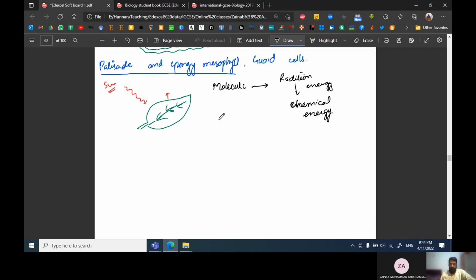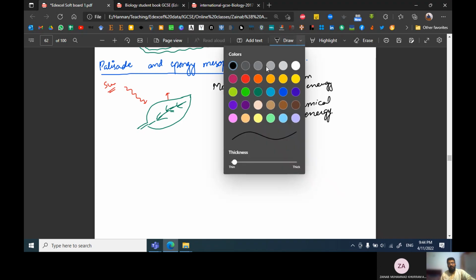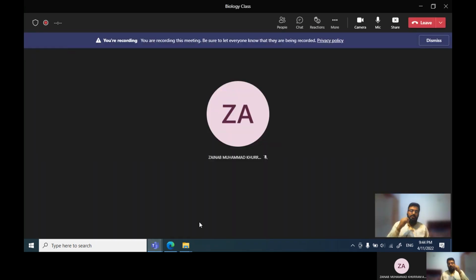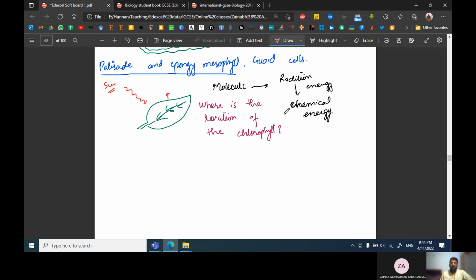Now there can be a question that if we say that chlorophyll is present in palisade mesophyll and spongy mesophyll, then what is the location of the chlorophyll? Because it can be asked that although chlorophyll is a very important molecule, still it is a molecule. So what is the exact position? What is the exact location? So let's draw the structure of a plant cell, and then we will discuss it. Yes, do you want to ask something?